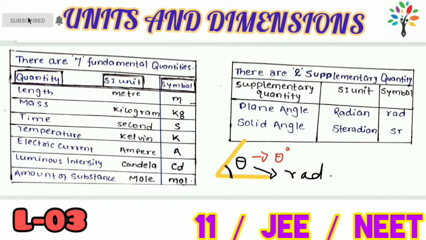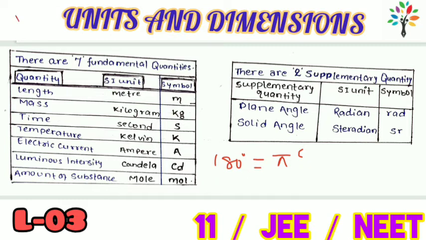We will see in a further lecture how to express degrees in radians, the inter-conversion between them. Let us see that an angle of 180 degrees is equal to pi radian. So 90 degrees will be equal to pi by 2 radian. The symbol c represents radian.